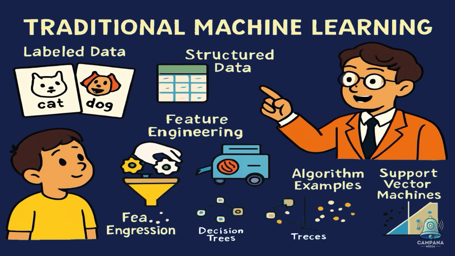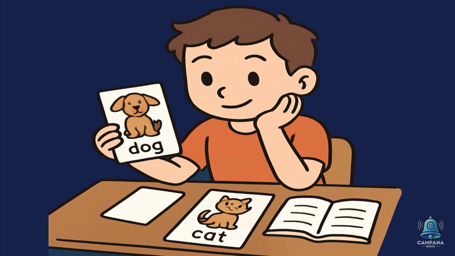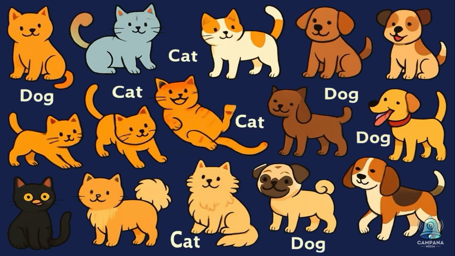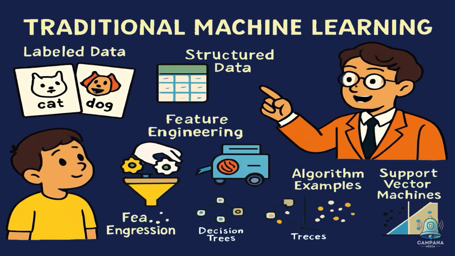Traditional machine learning. Imagine you're teaching a student to identify different animals. You show them a picture of a cat and say, "This is a cat." Then you show them a picture of a dog and say, "This is a dog." You repeat this process with many pictures, clearly labeling each one. This is essentially how traditional machine learning works. We feed algorithms vast amounts of labeled data, meaning the data comes with the correct answers or classifications. The algorithm then learns patterns from this data to make predictions or decisions on new unseen data.